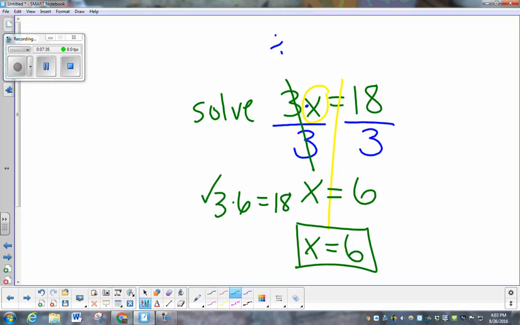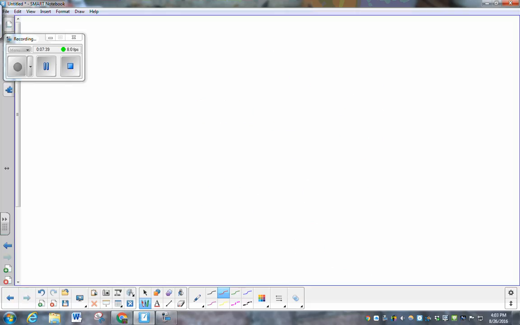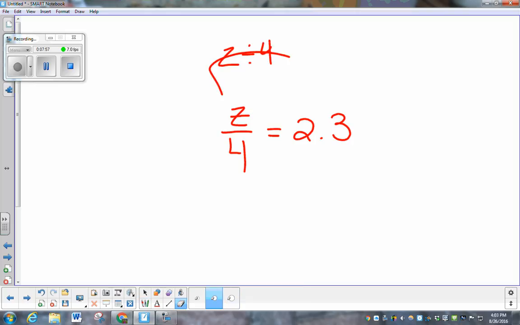That was multiplication. Let's try a division problem. So I've got z divided by 4 equals 2.3. So this could look like this kind of division. It could look like this over here, and you would solve it the same way.